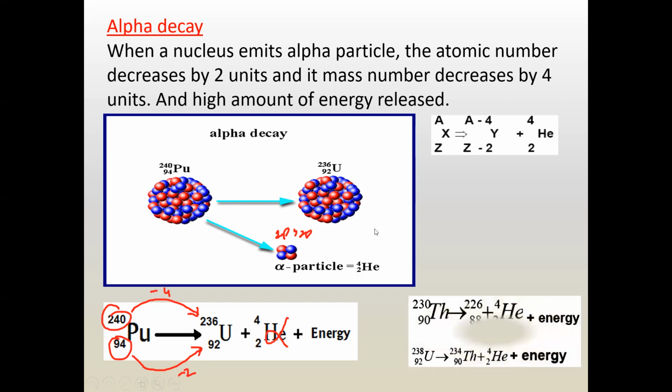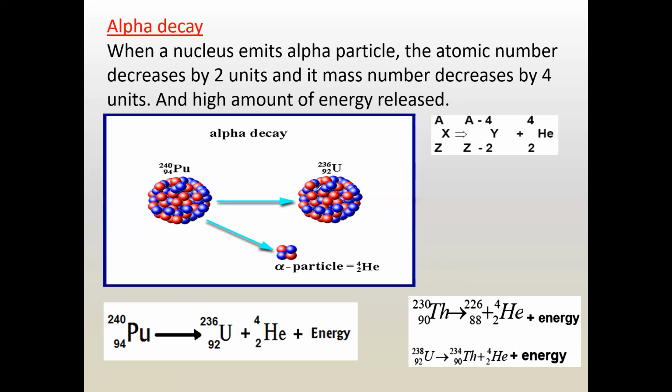Another example, as you can see here, an element which is 230 and 90. So if it emits out alpha, what will be the change in the mass? Because two protons and two neutrons are coming out, the mass will decrease by 4, and only two protons are there, so the atomic number decreases by 2. Same way, another element 238 and 92, when it emits out alpha particles, what will happen? The mass will decrease by 4 and the atomic number decreases by 2.